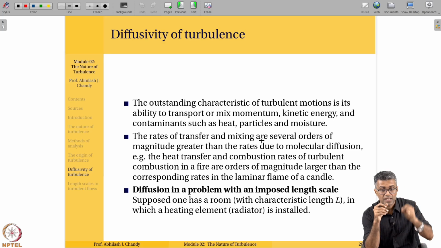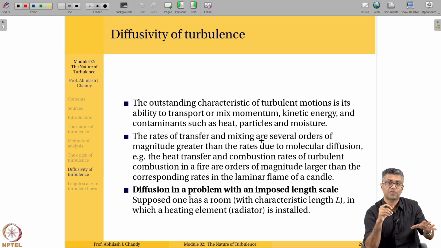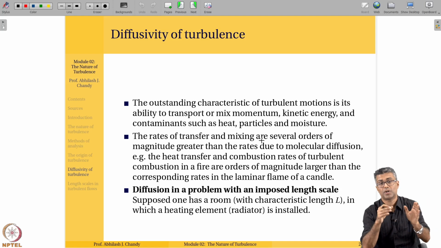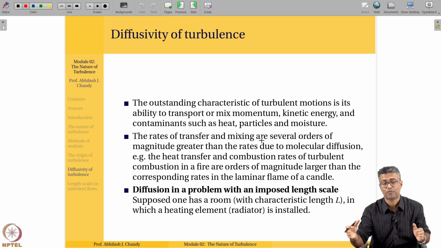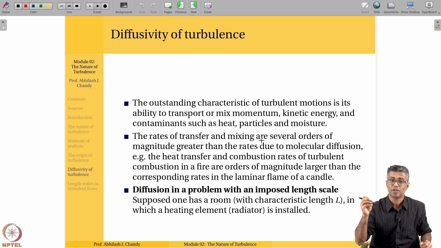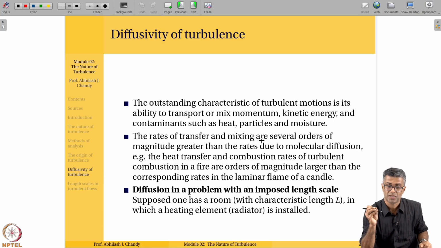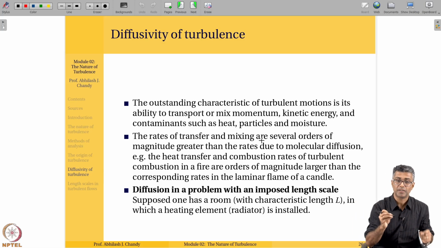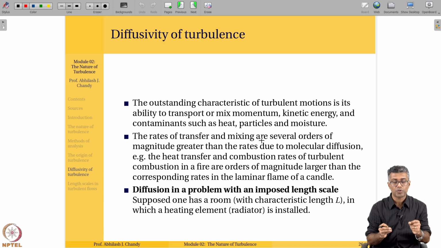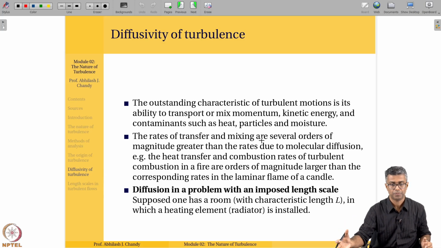Here, in the case of turbulent flow, the rate of transfer and mixing are several orders of magnitude larger than what you would have in a laminar flow. In a laminar flow, what is the diffusivity? It is the molecular diffusion. And we discussed this briefly as well. Whereas in turbulent flow, it is this diffusivity, which is a flow property, and the rate at which diffusion happens in a turbulent flow is much faster compared to what would happen in a laminar flow due to molecular diffusion.